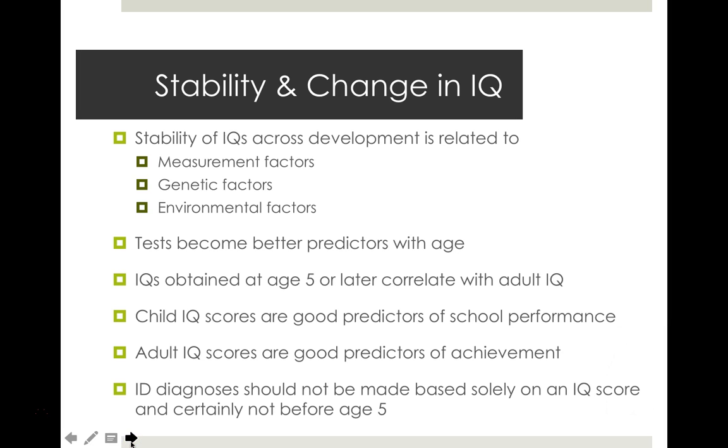Stability of IQ, so can it change? In general, it's a pretty stable construct, but there are many things that can certainly play into that and influence that. There can be different measurement factors, the age of the test, genetic factors, and environmental factors. Tests become better predictors with age. That's why, especially when you're making a diagnosis for intellectual disability, you usually want to do that after age 5, because that's when scores get more stable.